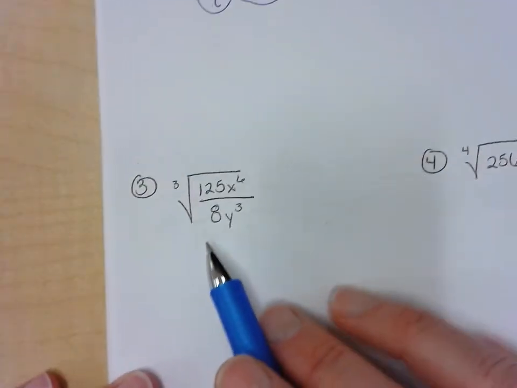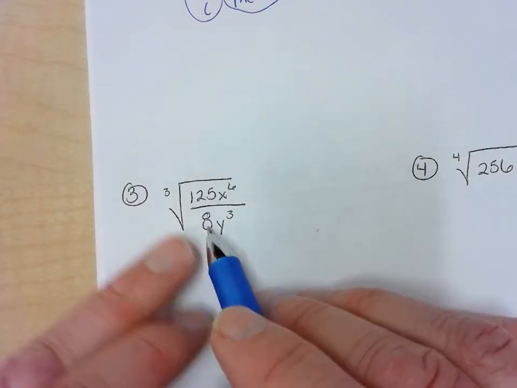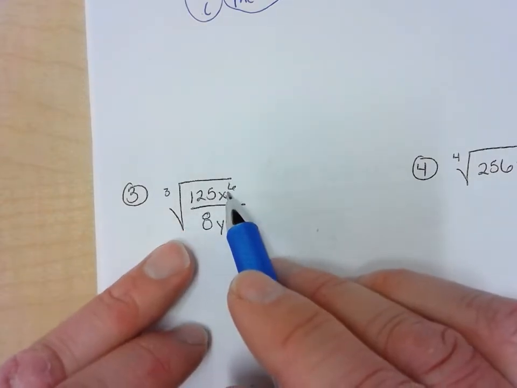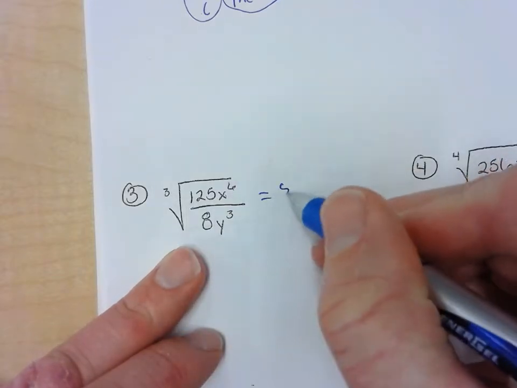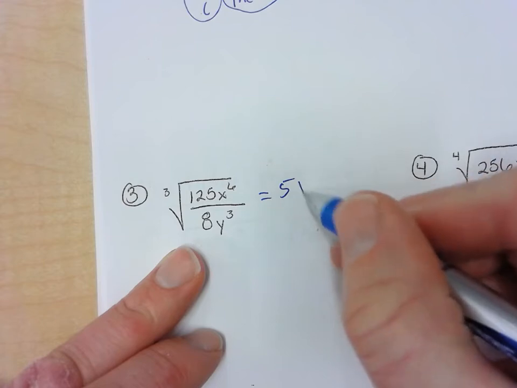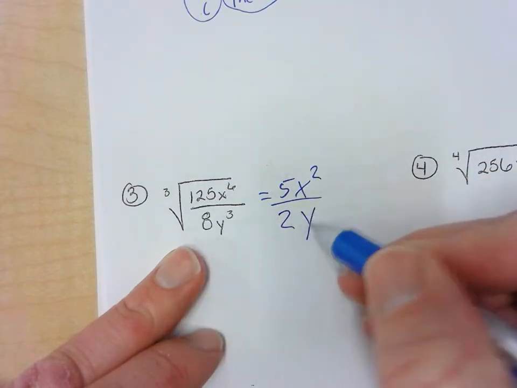This one down here, we're taking the cube root again, but it's of a fraction. We take the cube root of the top of the fraction, the cube root of the bottom of the fraction, the cube root of the numerator, and then the denominator. So the cube root of 125 is just 5. 6 divided by 3 is 2. The cube root of 8 is 2. 3 divided by 3 is 1.